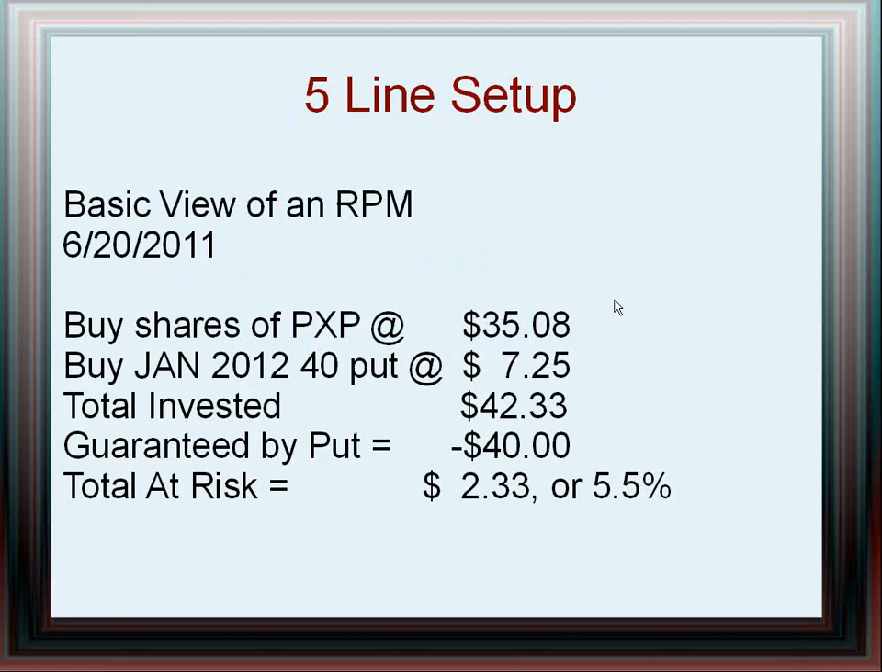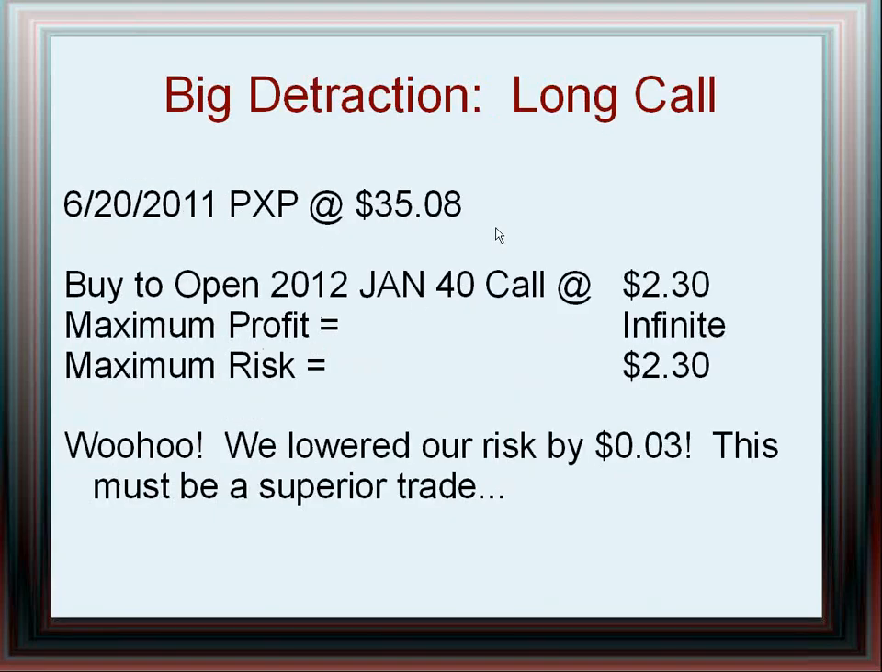All right, let's go back to our RPM position. Buying the stock at 35.08, buying the January 2012 40 put for 7.25, total investment of 42.33, guaranteed $40 exit, 2.33 or 5.5% at risk. June 20th, 2011, PXP at 35.08. This was the closing price, by the way.